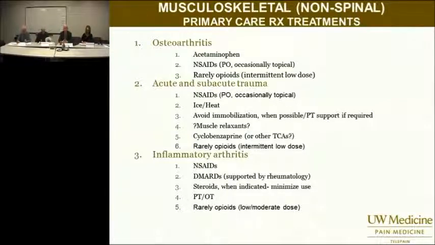Again, rarely opioids, but in at least moderately high severity pain may be useful in acute and subacute trauma to allow the patient to re-engage in activities of daily living, activities associated with perhaps earning an income, getting them to work, and participating in a rehabilitation plan. But long-term chronic use of opiates, again, does not appear to be as effective as we once thought.